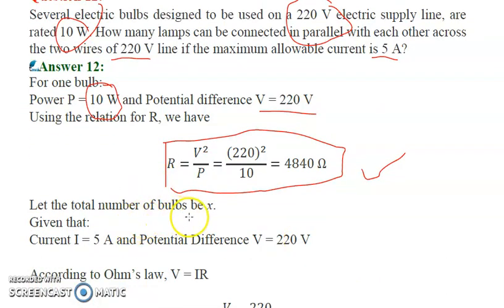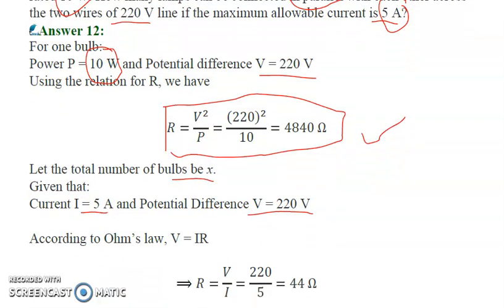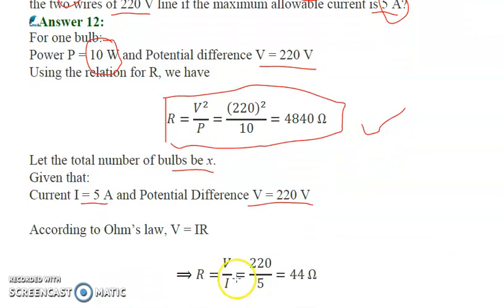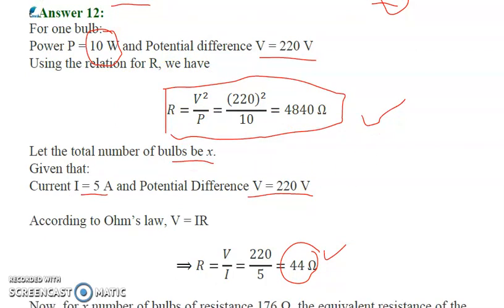Now let us take the total number of bulbs to be X. Current has been given to us as 5 ampere. This is the allowable current that has been given to us as 5 ampere. Potential difference has also been given to us as 220 volt. Now if we calculate the resistance of a single bulb, that is R is equal to V upon I, 44 ohm resistance is the resistance for a single bulb, and the resistance of each bulb is 4840 ohms.